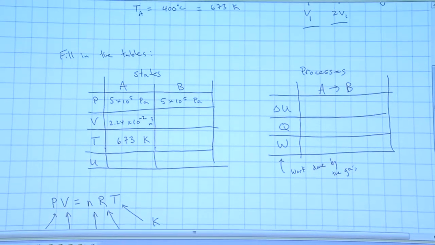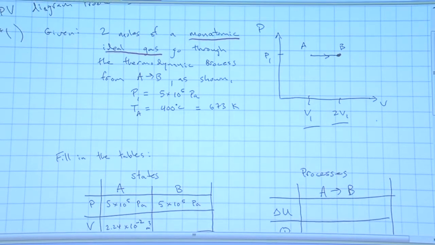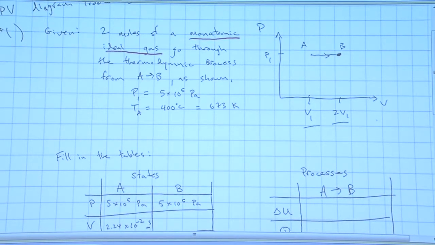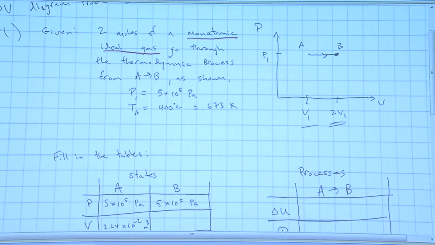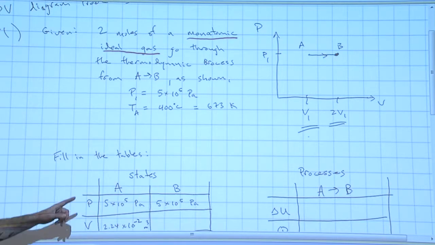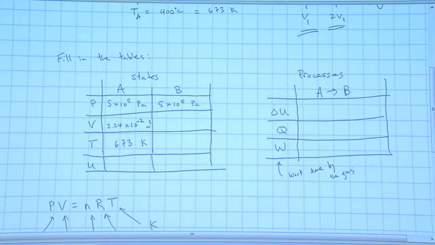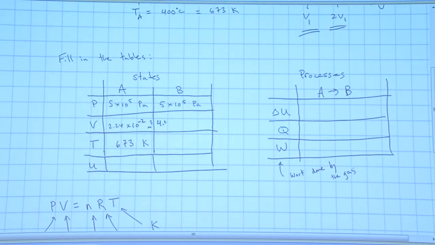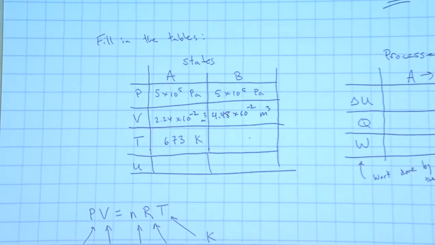The next thing I'm going to do is look at my PV diagram, and I see that the volume at B is twice the volume at A. That was given down here on the axis. So I can then fill in my volume for B. 4.48 times 10 to the minus 2 cubic meters.